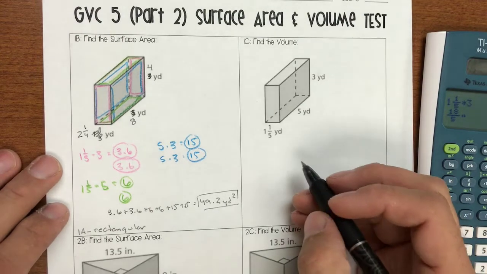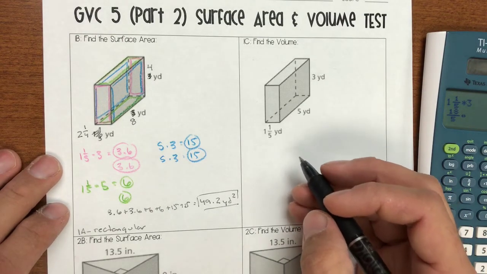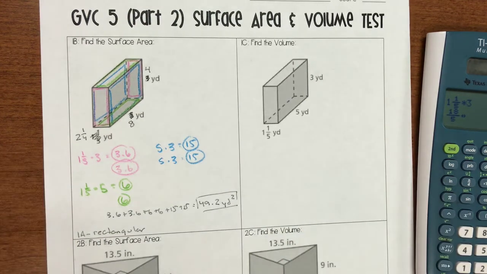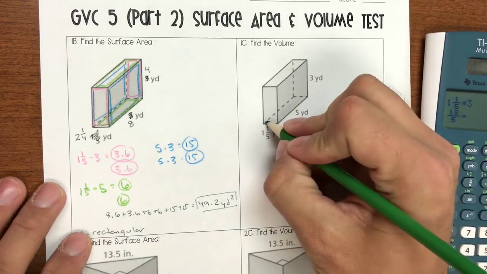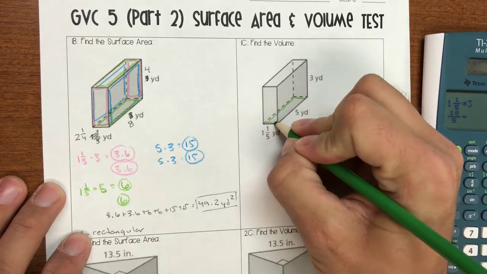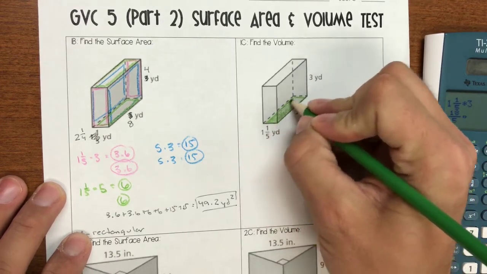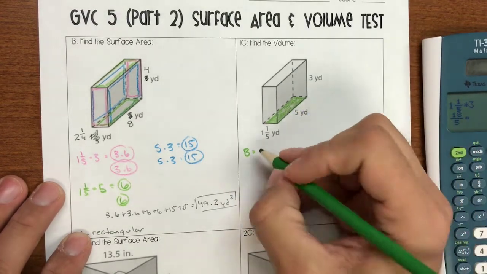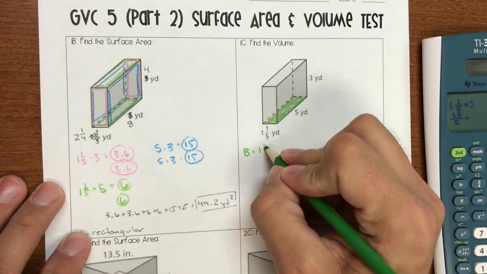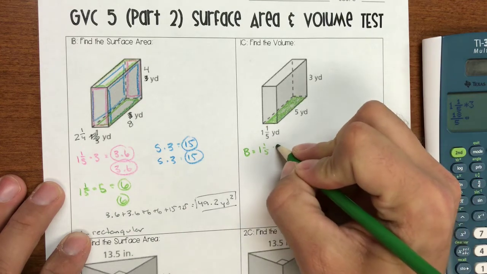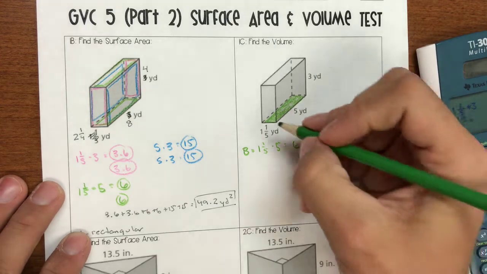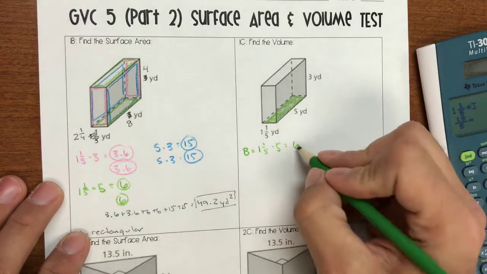All right, part C is to find the volume of this shape. And to find the volume, first thing we look for is the area of the base. And my base is this rectangle. That's what's being stacked up. And I'm going to look for big B. I'm looking for the area of that shape, which is 1 1/5 multiplied by 5, which I already did over here, so I know that that is 6. So my area of my base is 6.